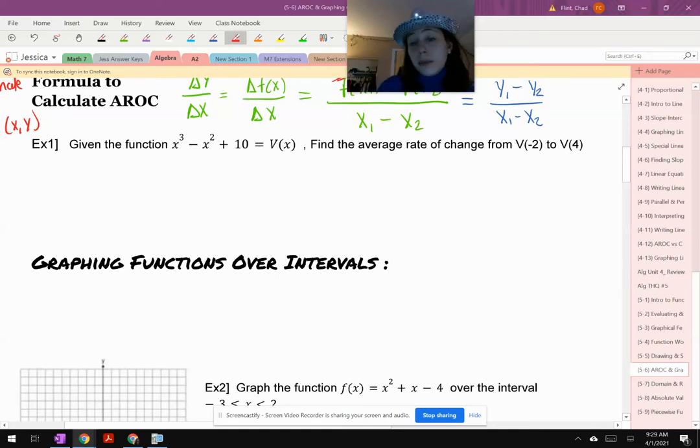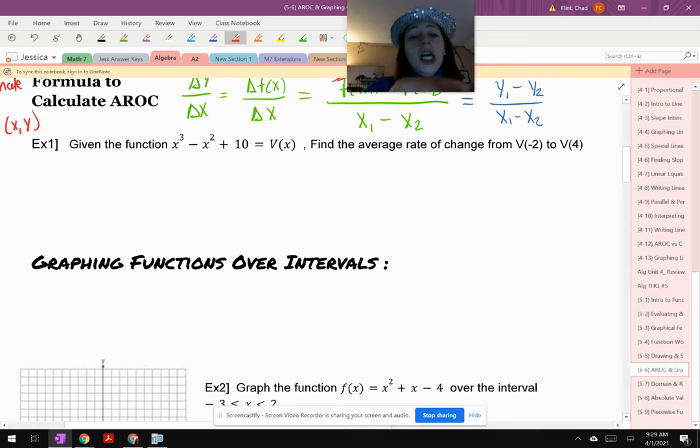All right, example number 1, based on that average rate of change. So this is going to be more similar to what you're going to see nowadays, now that we're in Unit 5. Given the function x cubed minus x squared plus 10 equals v of x. So the only difference is it's written backwards. They flip the order around. It's okay, don't forget it.